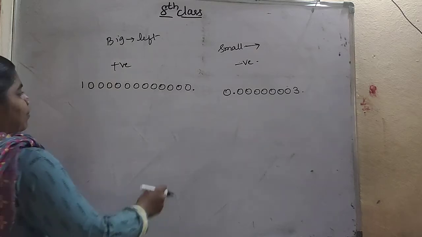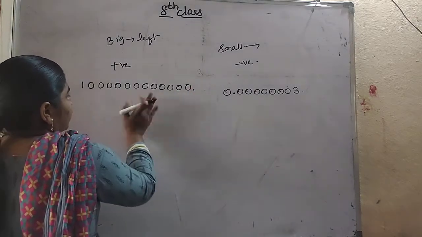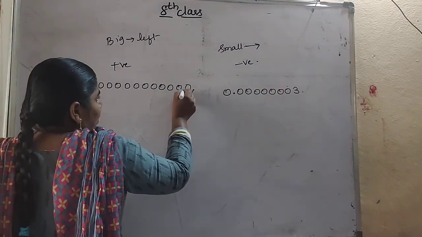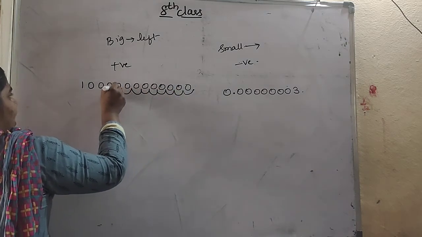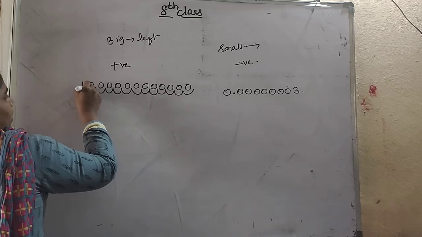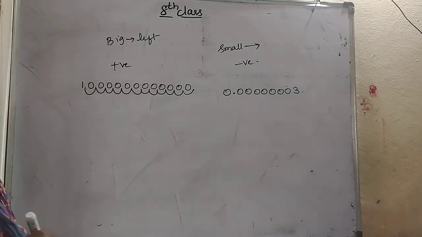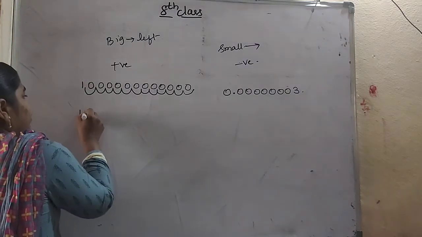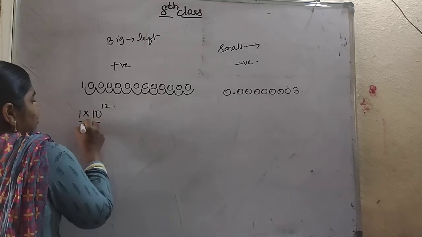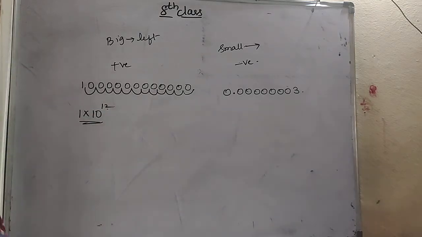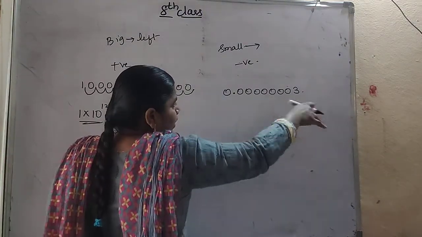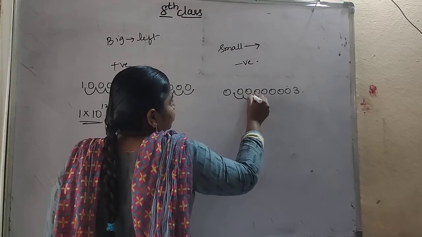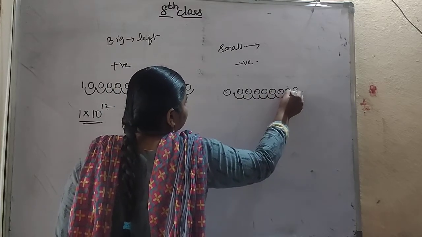So now you see I am moving the point to the left side because it is a bigger value. 1, 2, 3, 4, 5, 6, 7, 8, 9, 10, 11, 12. So how many times have I moved? 12 times I have moved. That is 1 into 10 power 12. So the power is positive here. So this is called scientific notation. Okay, if you see the smallest value, I have to move to the right side. So 1, 2, 3, 4, 5, 6, 7, 8.